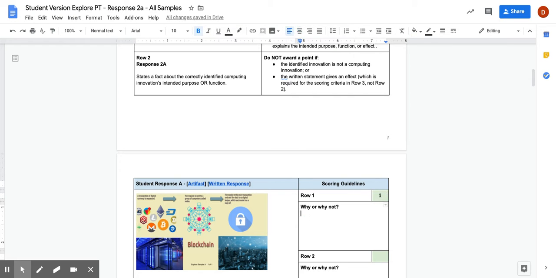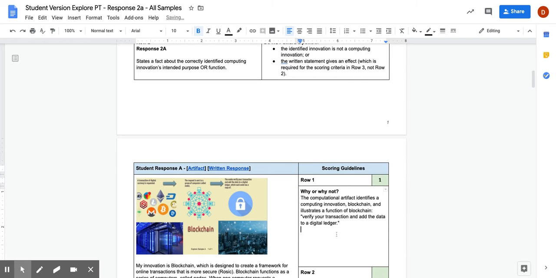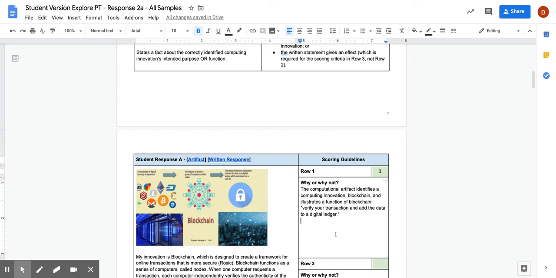Now, why or why not? Let me give you some text to put in there. For row 1, we can say that the computational artifact identified the computing innovation, blockchain, and illustrates the function of blockchain. It verifies your transaction and adds the data to a digital ledger. So pretty easy. That is row 1.